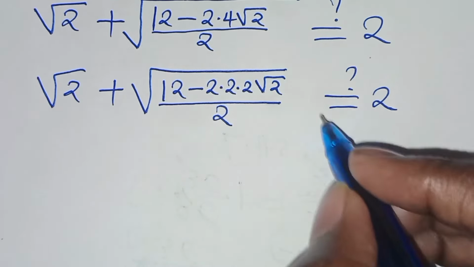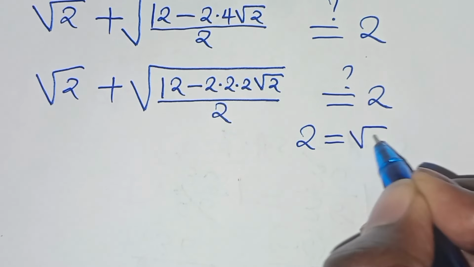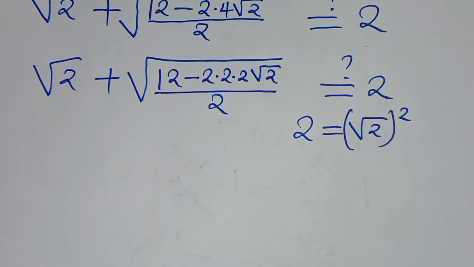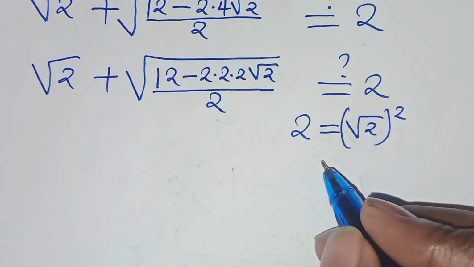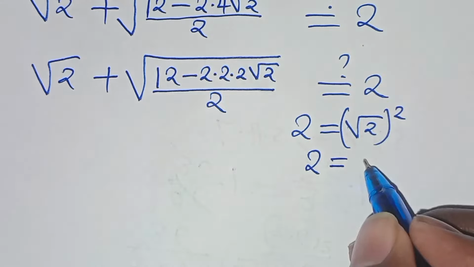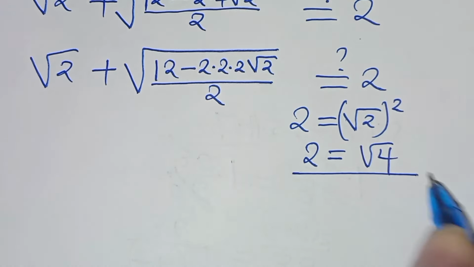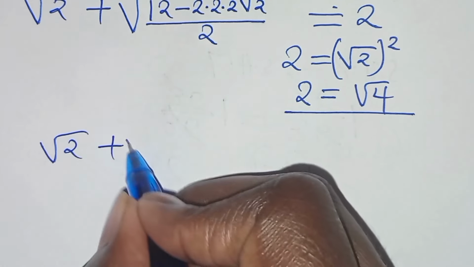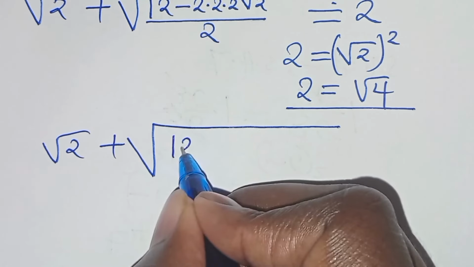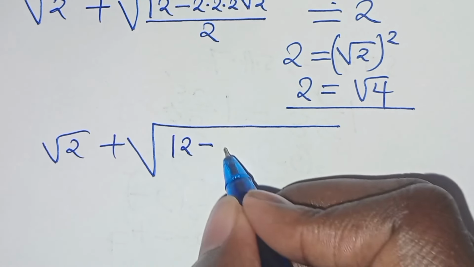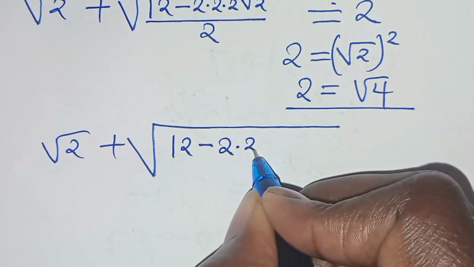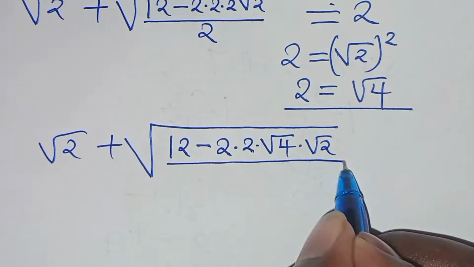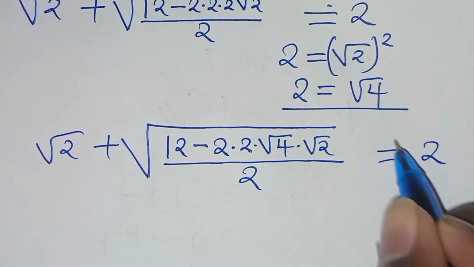The next step is that we can express 2 as square root of 2 raised to power 2. Now, this can also be expressed as 2 is the same thing as square root of 4. So, from here, we have square root of 2 plus square root of 12 minus 2 times 2 times square root of 4 times square root of 2, everything divided by 2. This is supposed to give us a value of 2.